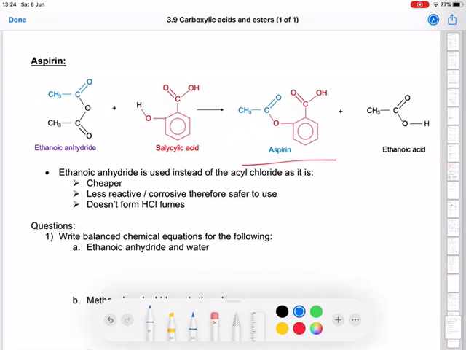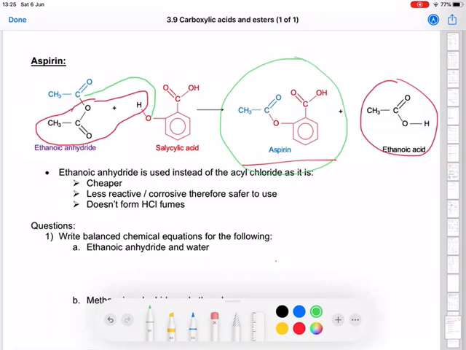If you remember how all of this works, we cut at this point here, so that's the derivative part. We cut at this point here, so the bit in red is what our other product is, which is this thing over here. And then we join that oxygen there to that carbon there, which gives us this molecule here, which is aspirin.